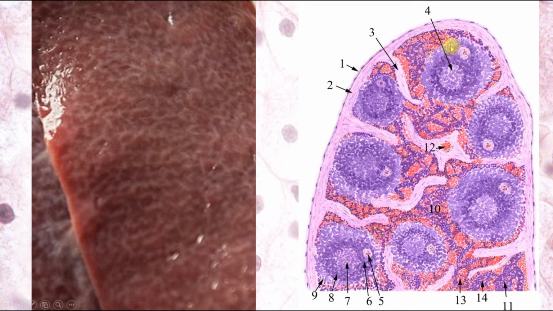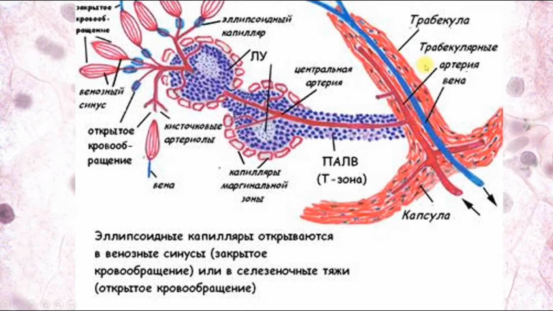And in histological sites, in hematoxylin and eosin staining, white pulp is violet and red pulp is red or pink. So white pulp is the part of the spleen which includes mainly lymphatic nodules, but also it includes periarterial lymphoid sheaths, which surround arteries inside the spleen. So cylindric structures which are following arteries inside the spleen. And also there are lymphatic nodules.